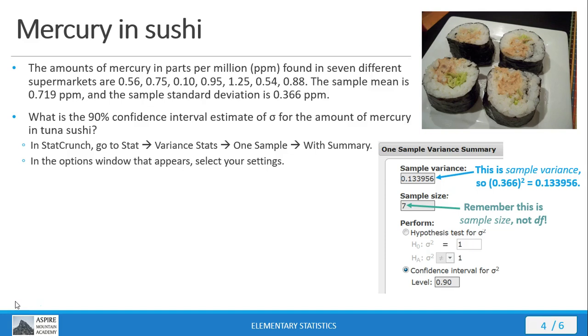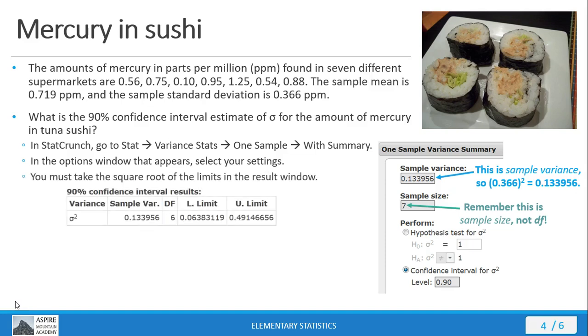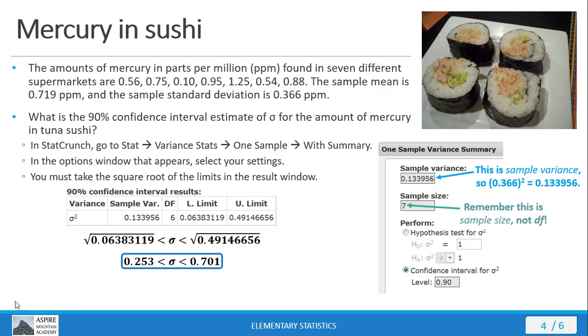Again, this is the sample size, not degrees of freedom. And then down below, the 90% for our confidence interval. Go ahead and punch compute. Out comes my results, and here we've got the lower and upper limit. But remember, this is for variance. So again, if we want standard deviation for our CI, it means we have to take the square root of the numbers that we find there in our table in the results window. When we do, that gives us 0.253 to 0.701. And there's our CI.